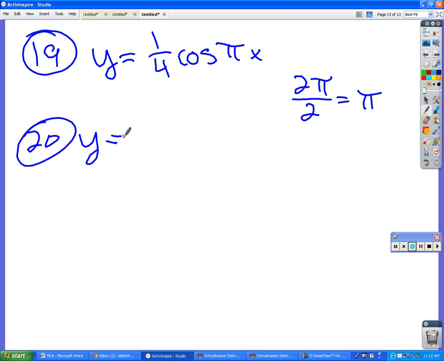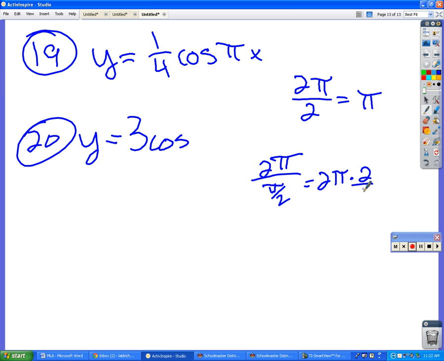Number 20 is going to be y equals, the amplitude is 3, so it's 3 cosine. And then to figure out what number goes in front of the x, or the theta, I go 2 pi divided by pi over 2. So that's 2 pi times 2 over pi. Those cancel and give me 4.